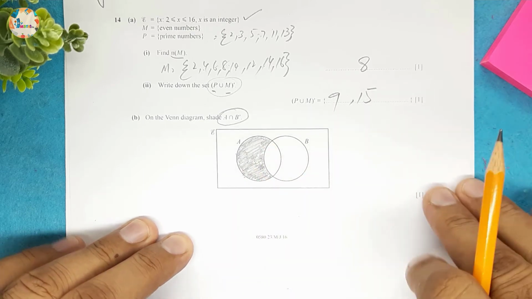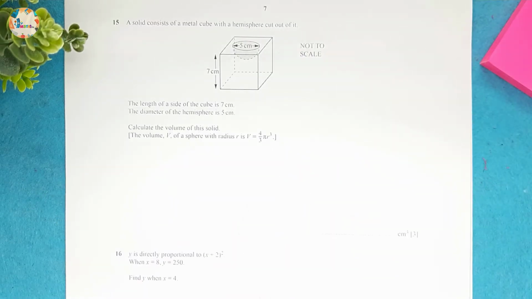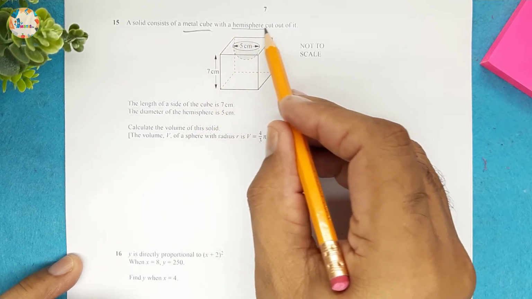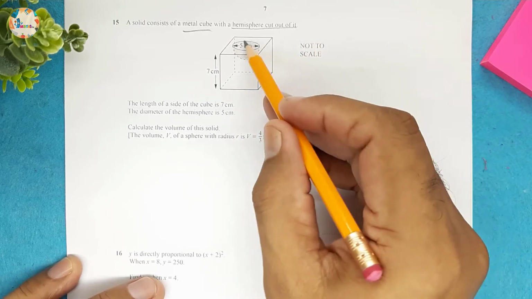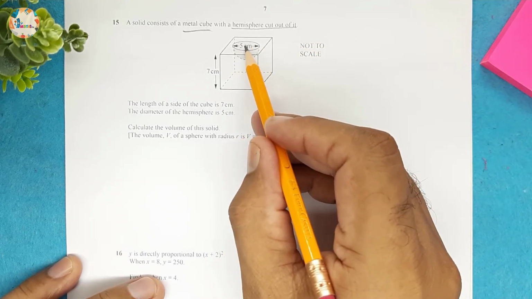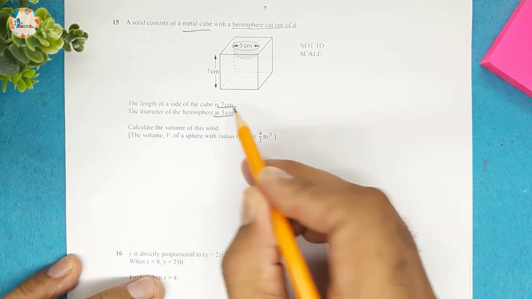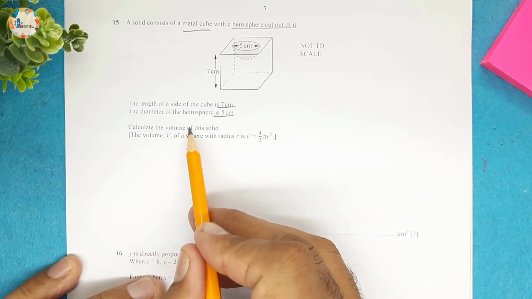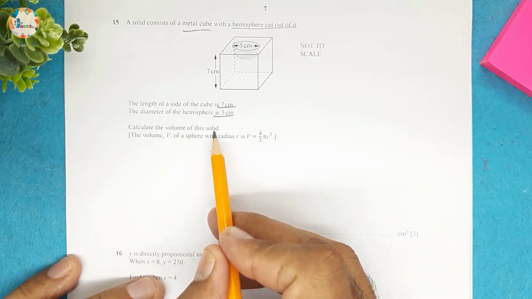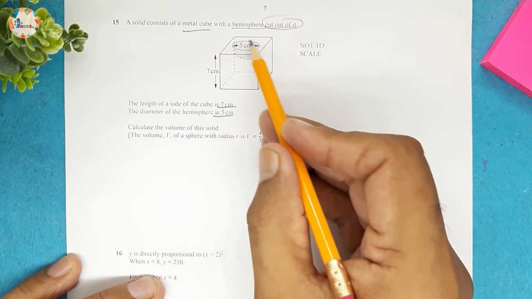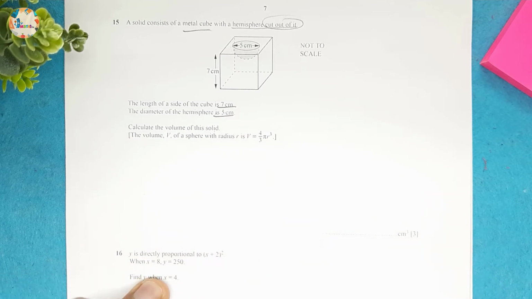So this will be the answer for this. Then question number 15: a solid consists of a metal cube with a hemisphere cut out of it. This is the hemisphere, diameter is 5, so radius will be 2.5. The length of the side of the cube is 7. The diameter of the hemisphere is 5. This information is given, so calculate the volume of this solid. A hemisphere is cut out of the metal cube, so we have to reduce this volume.